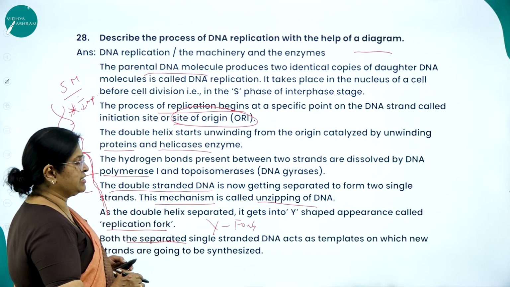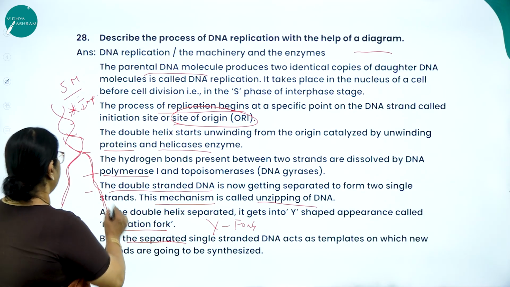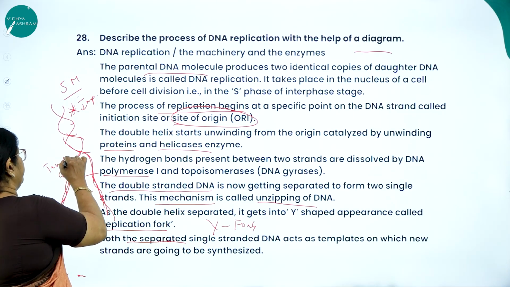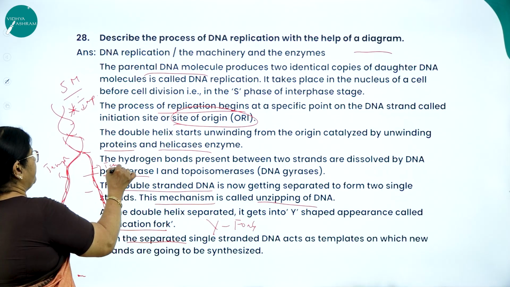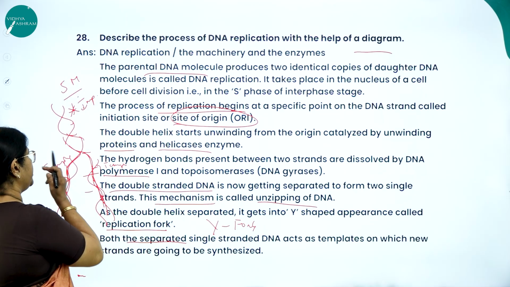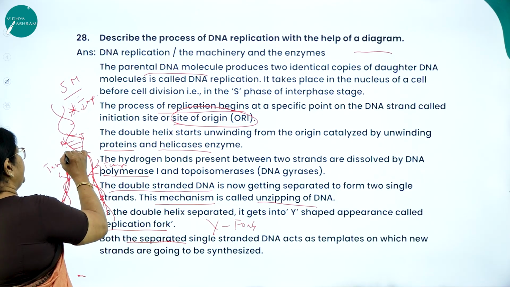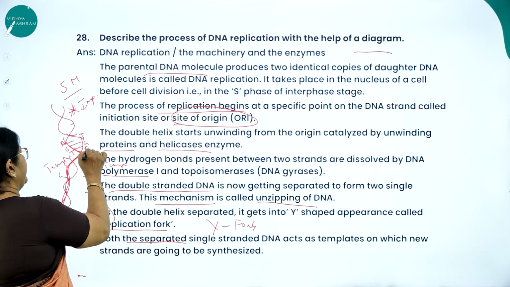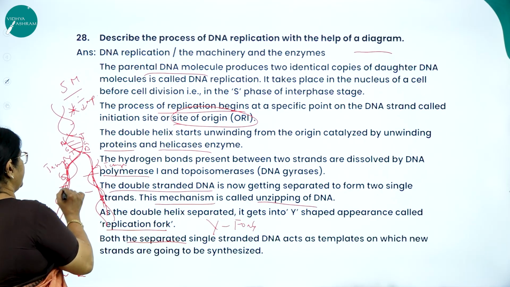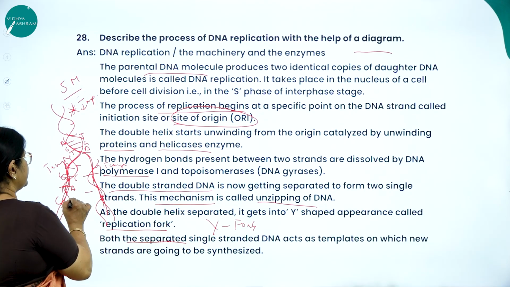Both the separated single-stranded DNA act as templates on which new strands are going to be synthesized. For example, if this is one, this is called a template strand. And this is also called a template strand. For this, the newly synthesized strand is going to form. For example, here if it is A, T, C, G, T, A, so here it will be what? A, G, T, C. For this, A with T, G with C, T with A, C with G.